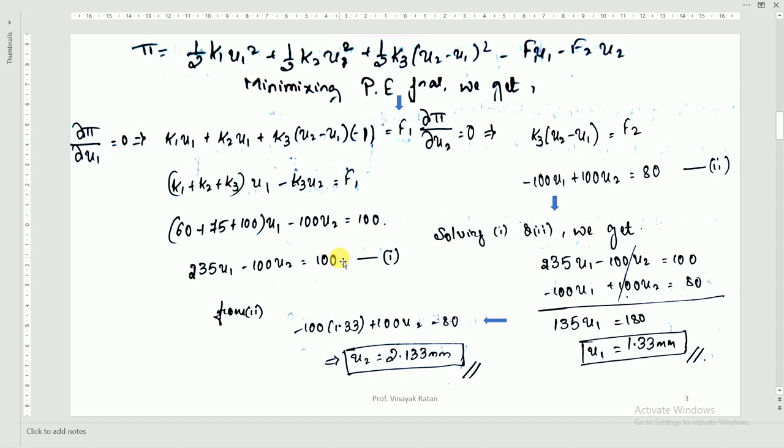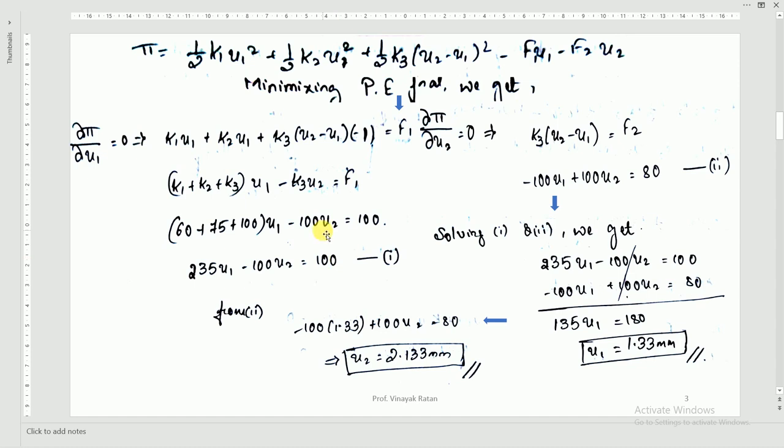So any given system can be assumed as a set of springs, and those can be solved using the potential energy approach in this fashion. Any structure can be assumed as a system of springs with the stiffness given for those springs, and you can find out what is the displacement at each node.